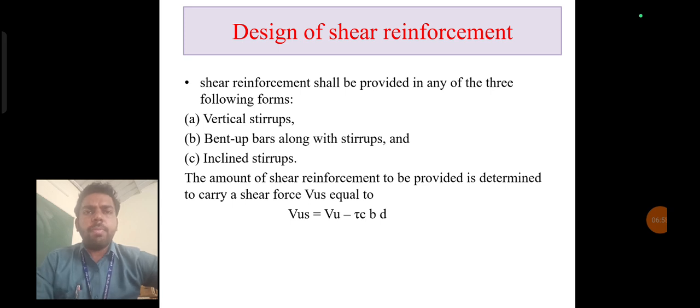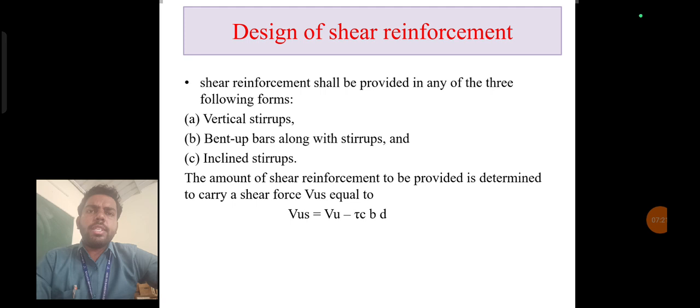In that curtailment position, the bent-up main bar with the stirrups. And the third one, inclined stirrups. It is neither parallel nor perpendicular. Some inclination will occur here, and that inclination angle should be maintained in that particular location. It should be 45 to 60 degrees.